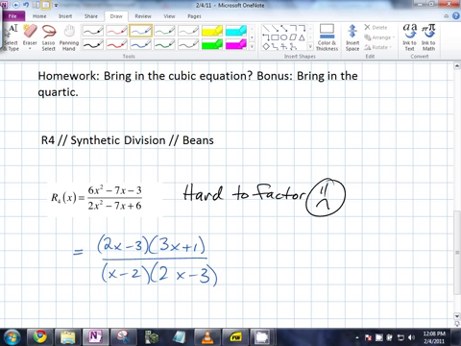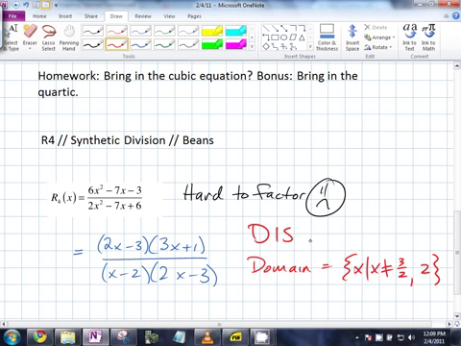So if we did work through DIS, which we know as domain, intercepts, and symmetry, what's the domain of this function? Someone raise their hand and tell me. What is the domain of this function? Claire. x such that x does not equal 3 halves or 2. Correct. Does not equal those things. So it's all real numbers except those things. Intercepts. What's the easy one? The y-intercept, when x is 0. When x is 0 on this, what does y equal?